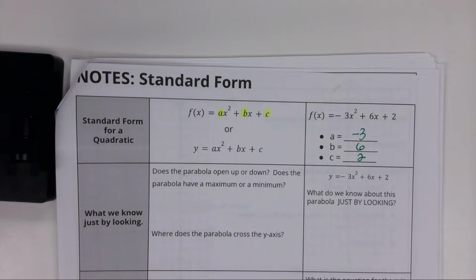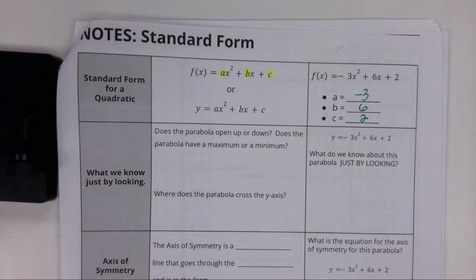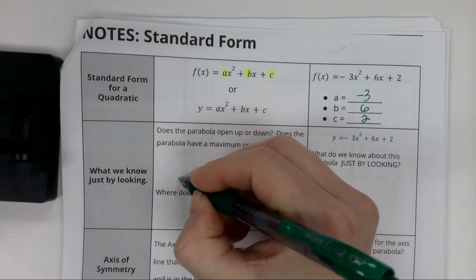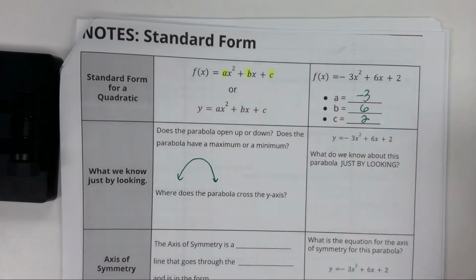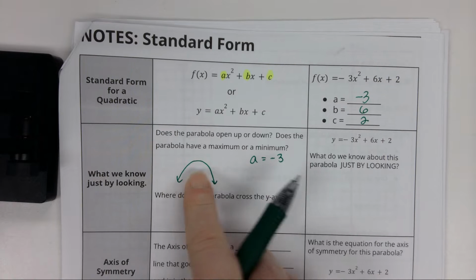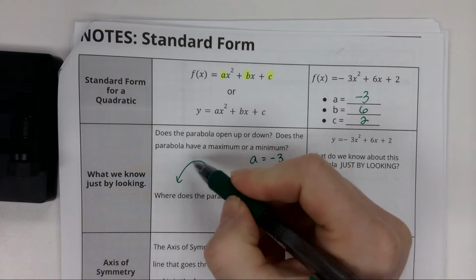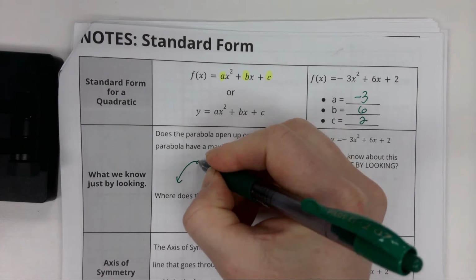Now, here's two things that you can tell from standard form without doing any work at all. Look at A. Is A positive or negative? Negative. So the very first thing you can tell is what way the parabola opens. Down. Because A is equal to negative 3, we know the parabola opens down. So that's the very first thing you can tell about the parabola. Also what that means is it has a high point or a max.